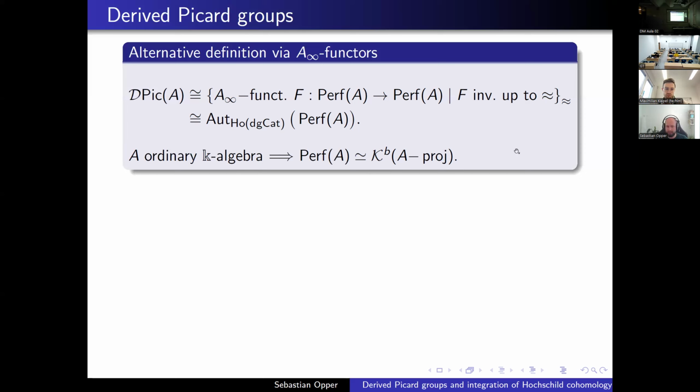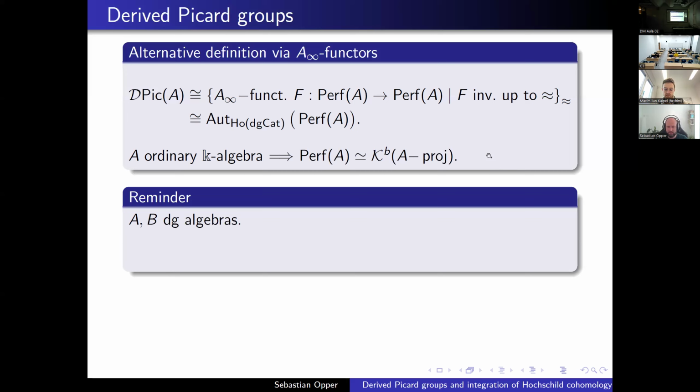And so what are A infinity functors? I'm not going to define them strictly because that would take too much time. But if I give you two DG algebras, an A infinity functor between them is a collection of linear maps which take several entries in A and spit out one output in B, and the arity of the operations and the degrees are constrained, with the first one equal to 1. This will show up later.